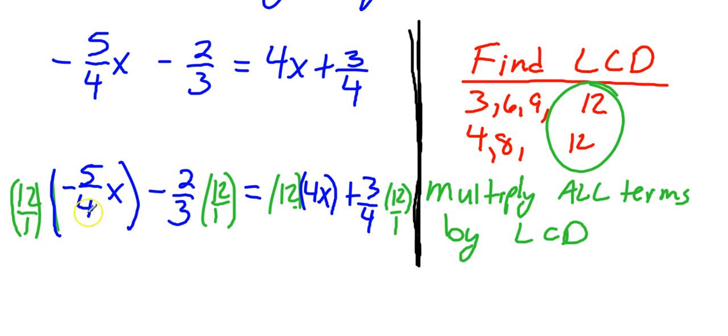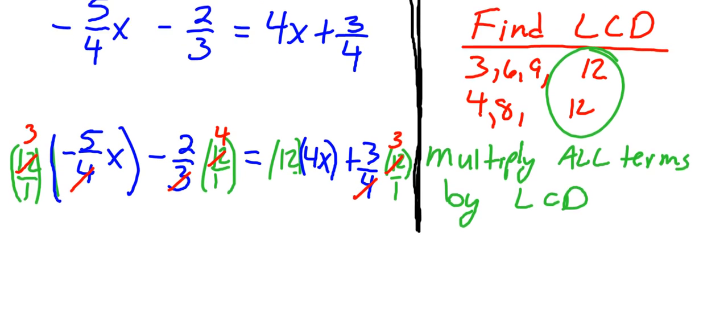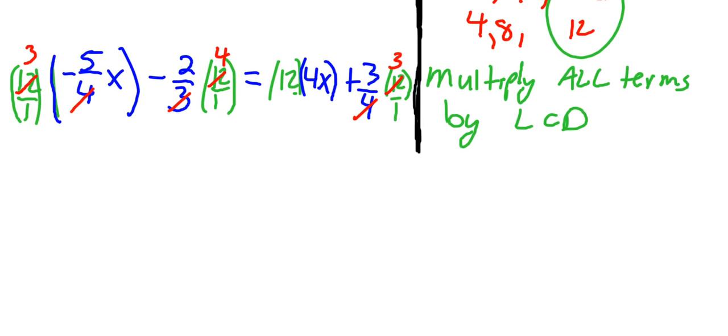Go through that. Now you should be able to cancel. 4 going to 12 3 times. 3 going to 12 4 times. That's a whole number, so we're good there. And for this one, 4 going to 12 3 times. And now everything should be whole numbers. Or if at worst, you've got a fraction over 1, which should be okay.